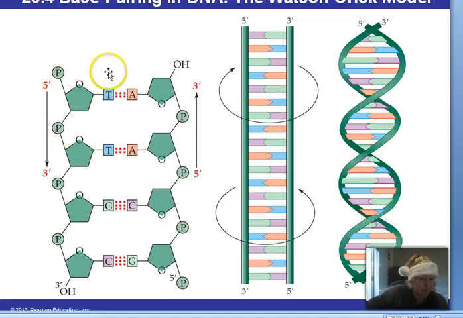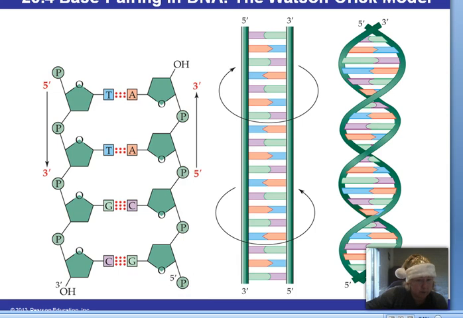Phosphate backbone. These are your bases. In the middle, A goes with T, you have a double bond. C goes with G, you have a triple bond. Here's your 5' down here. This one's upside down. This is how they connect.